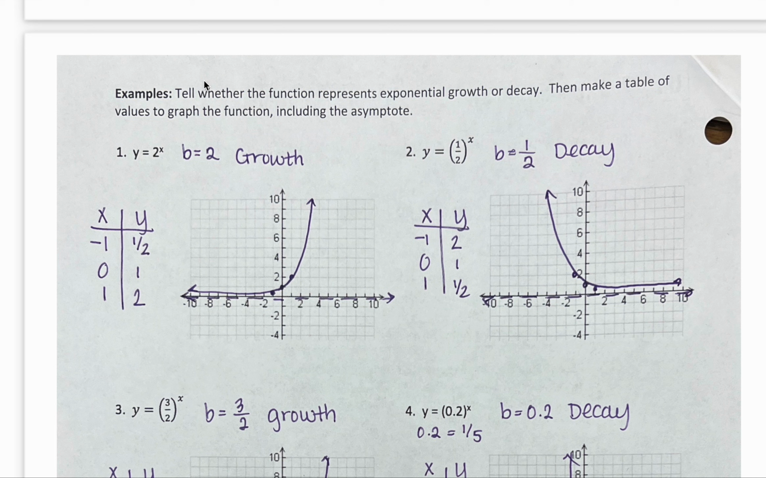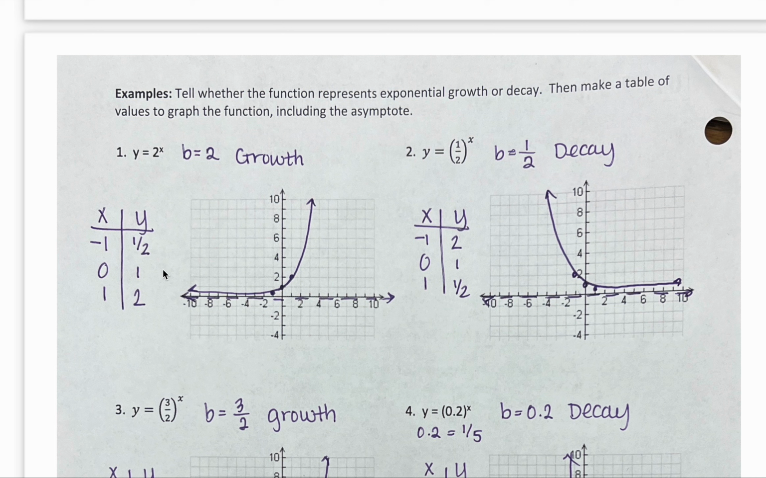So if I look at number 1, it says tell whether the function represents exponential growth or decay, then make a table of values to graph the function, including the asymptote. The asymptote is always horizontal for these functions. So this is the parent function where b is equal to 2. Since 2 is bigger than 1, this is exponential growth.